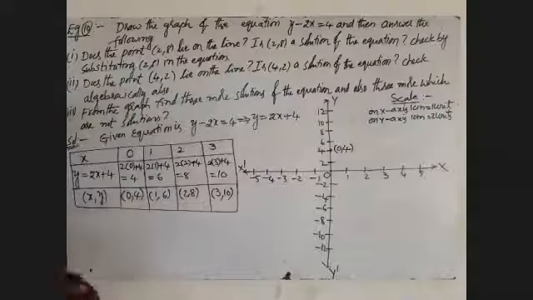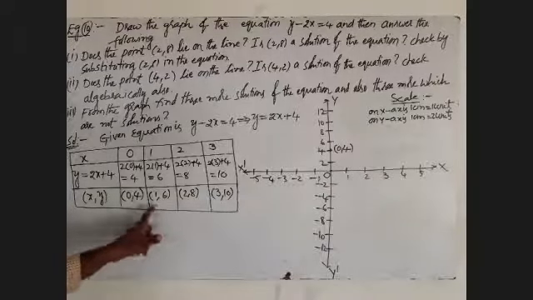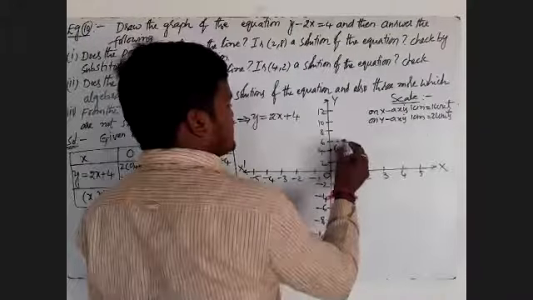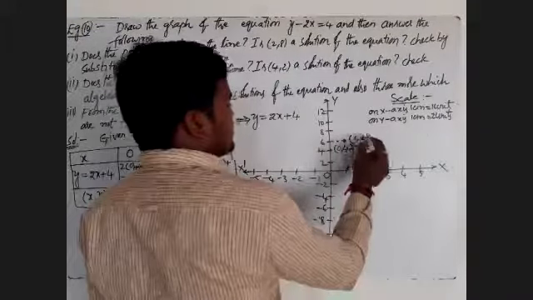After that we will take the point 1, 6. On the x coordinate we will take 1, and on the y coordinate we will take 6. That is the point named 1, 6.